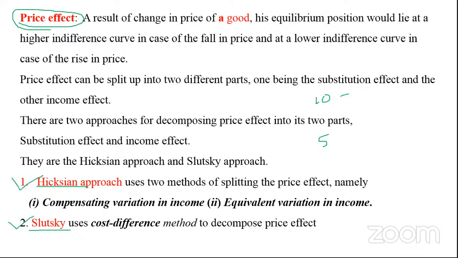They use two approaches. Hicks uses the compensating variation method and the equivalent variation in income method. Slutsky uses the cost difference method.